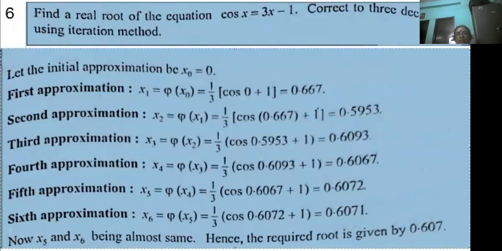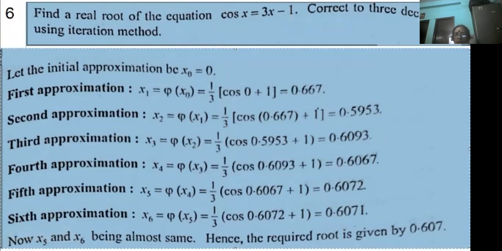So 3x, x is equal to, we can see that becomes 1 by 3 times of cos x plus 1, and the modulus we can see is going to be less than 1, we can show here, that is missing. Anyway, the initial approximation x naught is equal to 0. If you consider x1 is equal to phi at x naught, 1 by 3 into cos 0 plus 1, that becomes 0.667, and x2 becomes phi at x1, 1 by 3 into cos of 0.667 plus 1, that is equal to 0.5953. Similarly, the third approximation we can calculate.